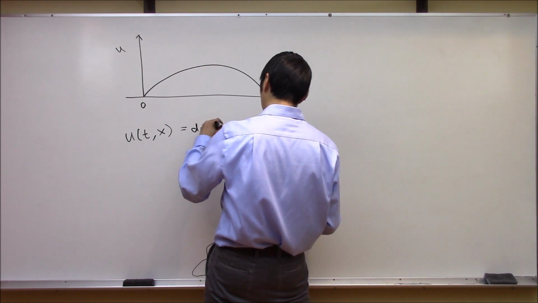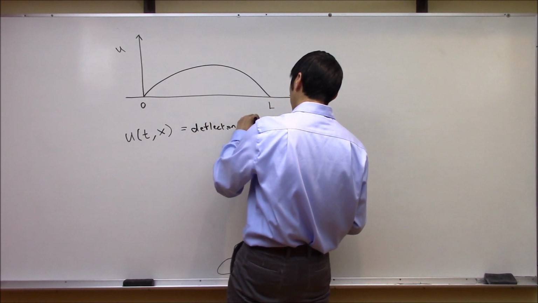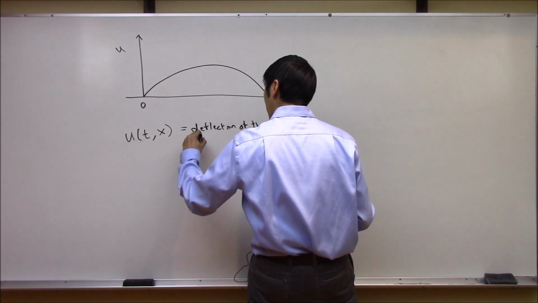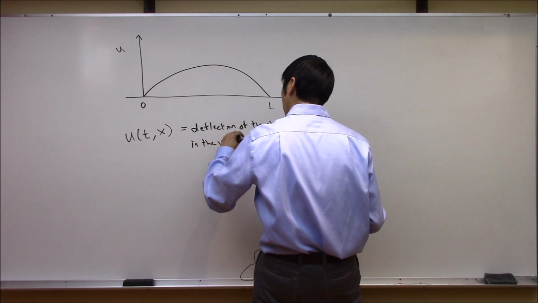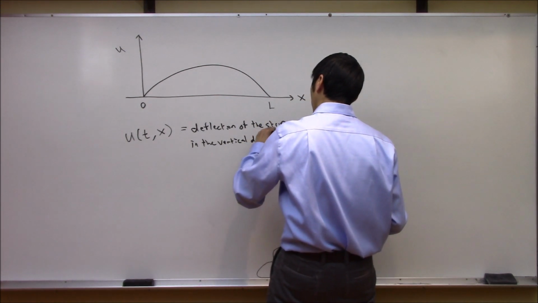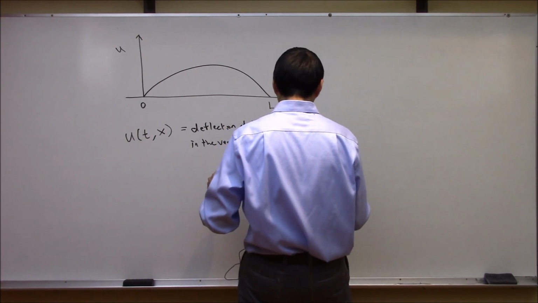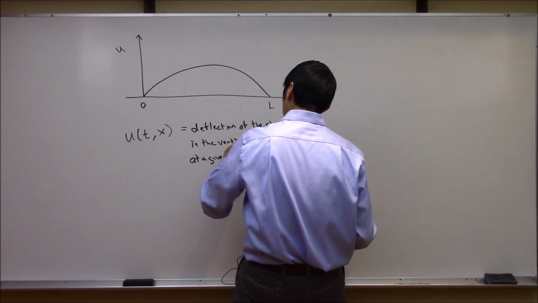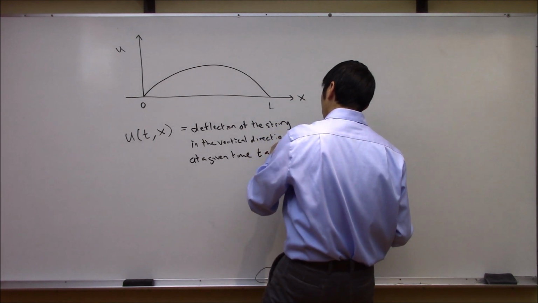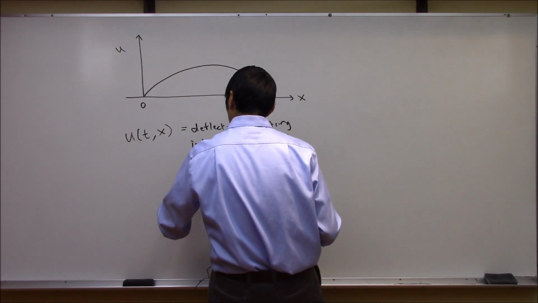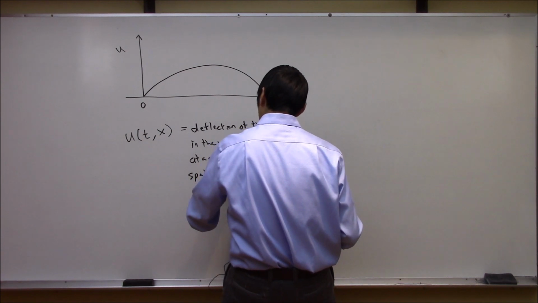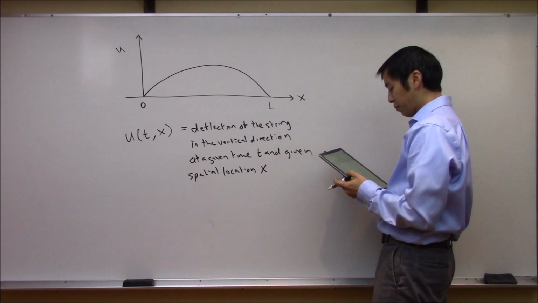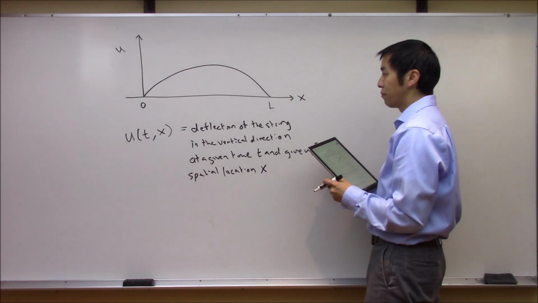deflection of the string in the vertical direction. However, like we said earlier, this vertical deflection is at a given time t and a given spatial location x, right? In other words, the horizontal position. So that's what we're looking for here.